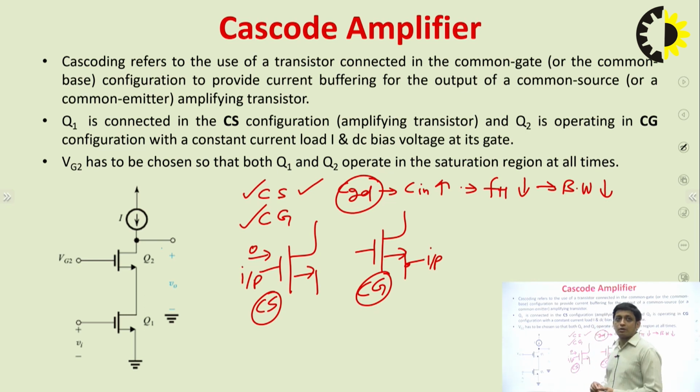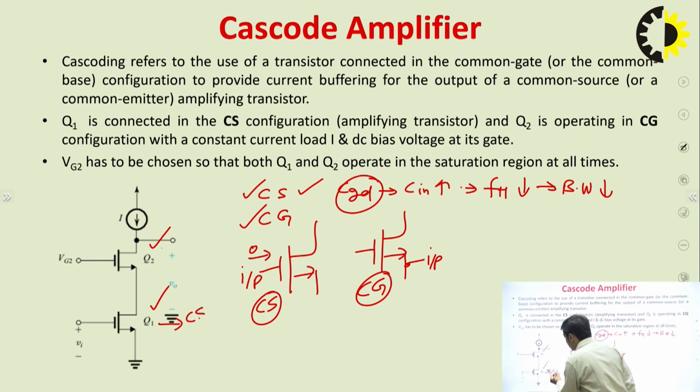So the basic cascade amplifier consists of two transistors, Q1 and Q2. The lower transistor is Q1 and the upper transistor is Q2. We can see that this Q1 transistor is in common source configuration. Since Q1 is in common source, it means that we are applying the input signal at the gate terminal of Q1, and since it's a common source, we will take the output from the drain terminal from here.